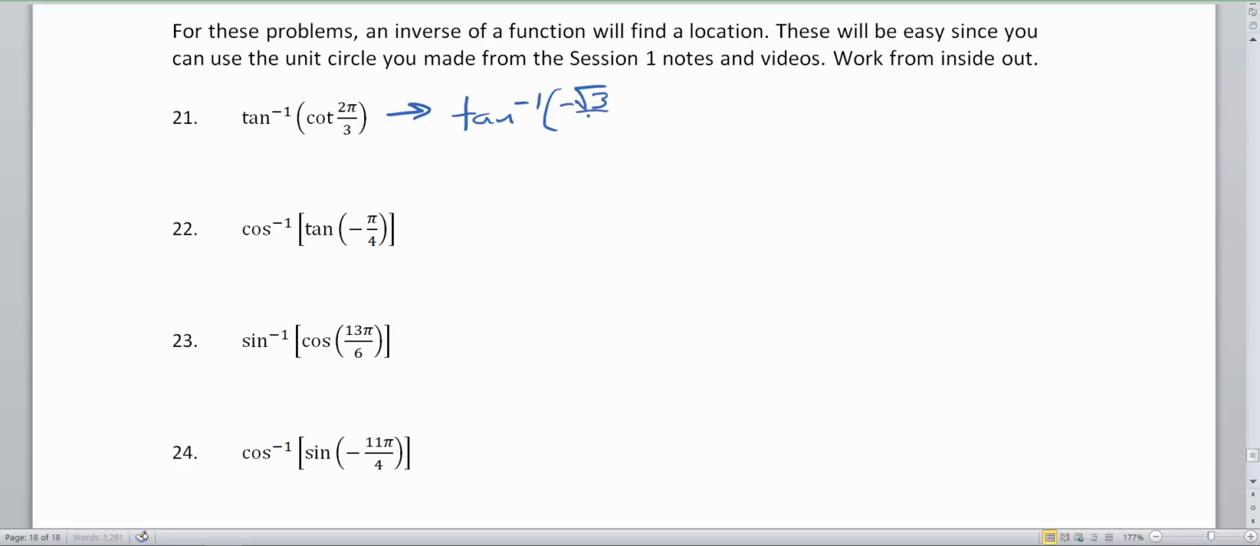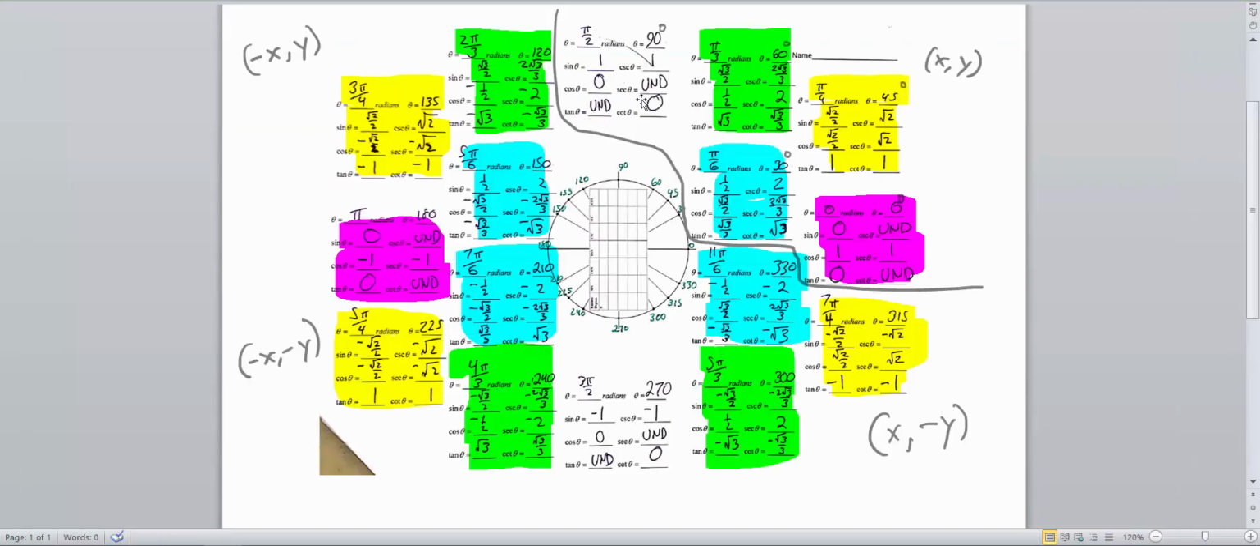And what's great about this is it leans back to the second video in this series, where a problem like this is asking, where in the first or fourth quadrant is the inverse tangent of negative square root of 3 over 3? So this is great because we have this unit circle and we can look in that fourth quadrant and say, oh hey, check it out. That tangent is negative square root of 3 over 3 at 11 pi over 6.